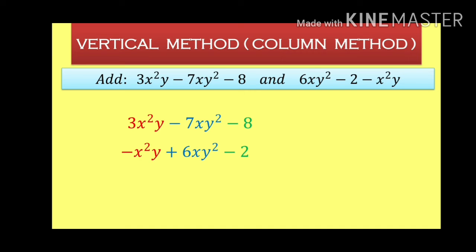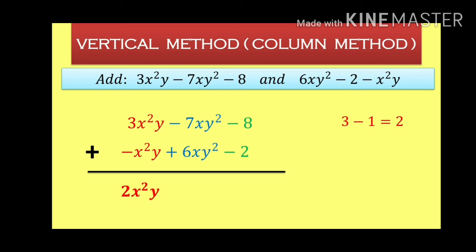We can just shuffle it, or rearrange it such that we get the like terms. Now we can add like apple with apple, orange with orange. So 3 minus 1. So 3x squared y, from that 1x squared y we are taking out. We get 2x squared y. Similarly, minus 7 plus 6. We get minus 1xy squared. But we don't write minus 1, we can write only minus xy squared. And the last one, minus 8 minus 2. We get minus 10. That's the solution.